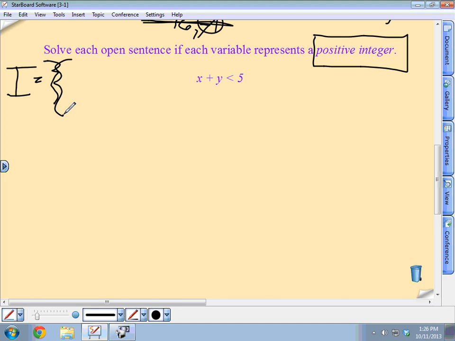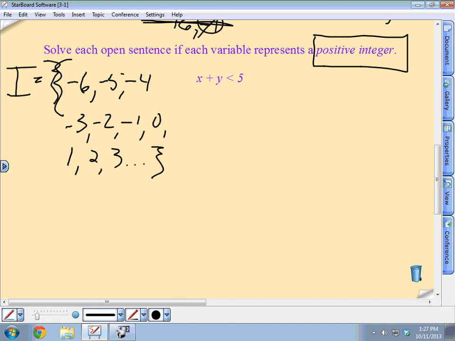If you take all of your whole numbers and add their additive inverses, you get the integers. So that means you still have all the whole numbers, 0, 1, 2, 3, and then their additive inverses, which just means that they're opposites. So negative 6, negative 5, negative 4, negative 3, negative 2, negative 1, 0, 1, 2, 3, etc. Those are all integers. All of the whole numbers plus their opposites are the integers.